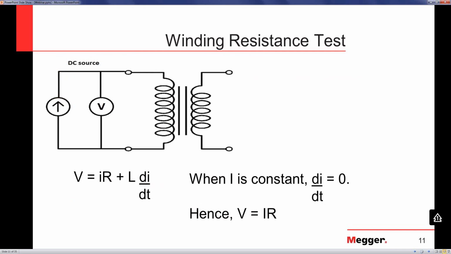This is the circuit for winding resistance test. You have a DC source through which you inject DC current into the winding. When you inject DC current, you end up saturating the core. The inductance part of the winding collapses, and what you're left with is the resistive voltage drop. You know the current that you're injecting into the winding. You're measuring the voltage drop. By using Ohm's law, you get the resistance of the winding.